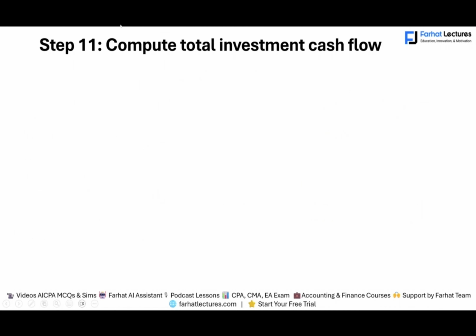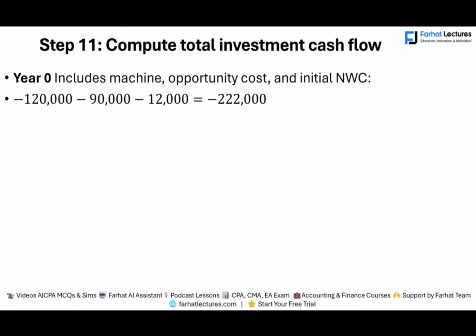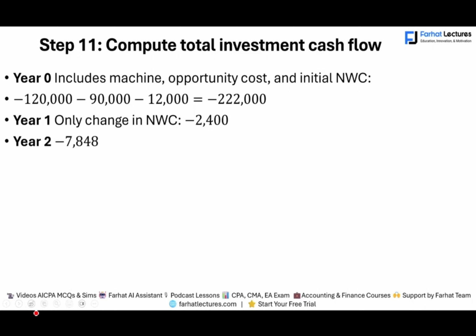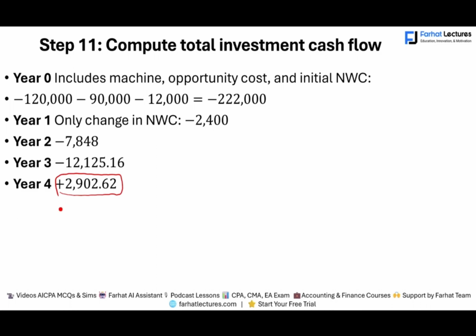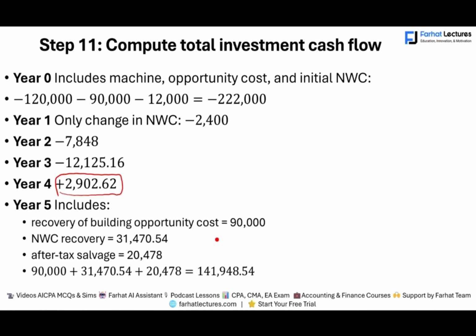Let's compute the total investment cash flow. In year 0, we paid for the machine. We accounted for the opportunity cost and the initial net working capital. Then in year 1, we needed net working capital of negative 2,400, year 2 negative 7,848, year 3 negative 12,125, year 4 we had positive. Remember, it's the change, and at this point we had plenty of inventory and supplies, and in year 5 we go back and recover the 90,000. We assume now it's available for us.